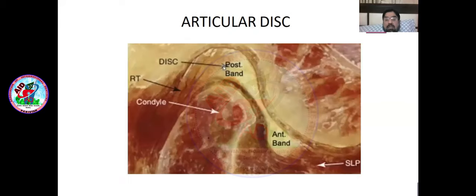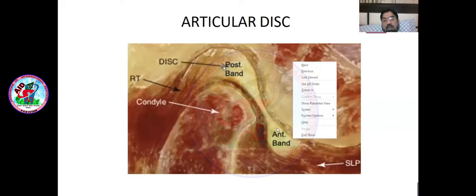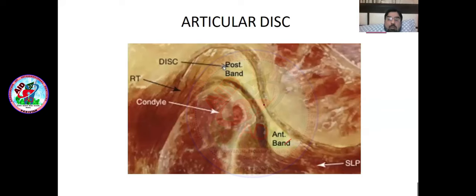Same here in the cadaver, and you see this is the anterior portion, the anterior band. This is the superior head of the lateral pterygoid muscle, which is attached to the anterior band of the cartilage. This is generally 2 mm. I'm saying this portion is 2 mm. Then we are coming here. That is the middle portion, which is 1 mm. This is the posterior portion, which is 3 mm. That is the anterior band, which is 2 mm.